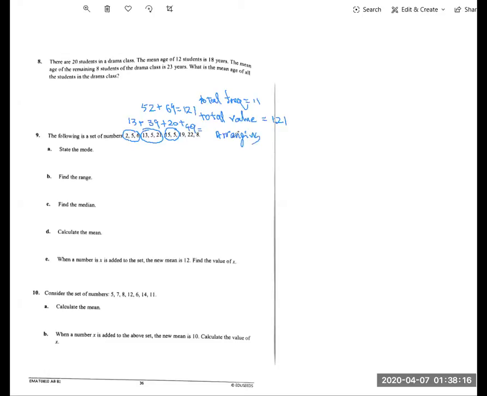Start with the smallest, 2, then followed by 5. There's another 5 here. There's another 5 here. So 5, 5. Okay. Now after that, you have 6. Then you follow by 8.